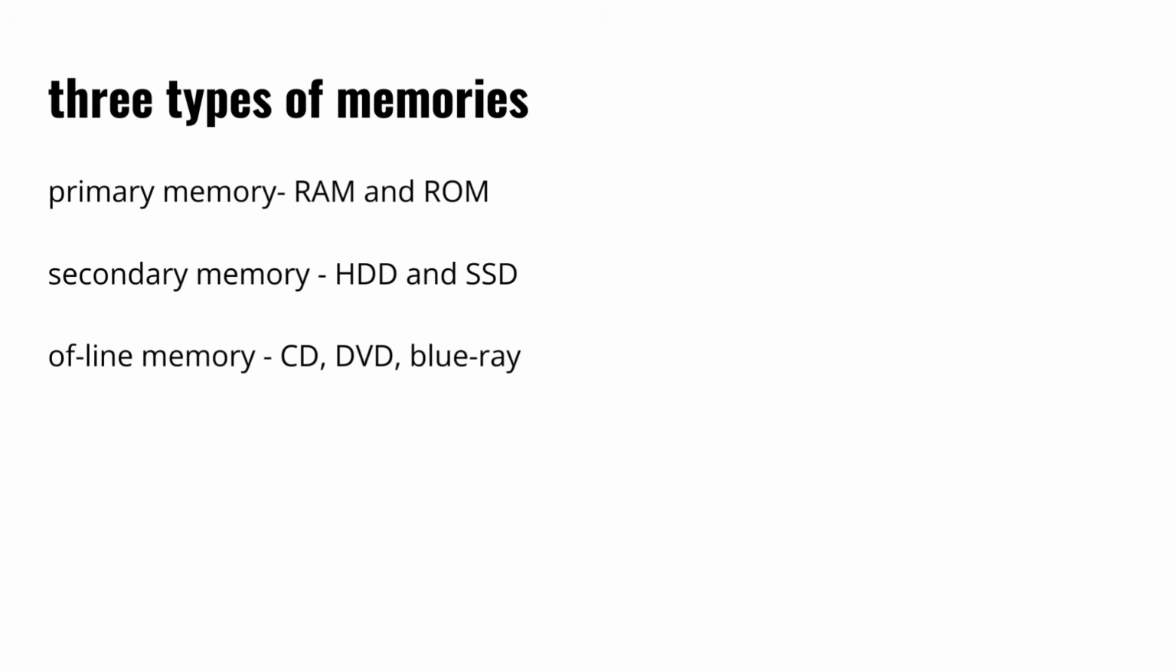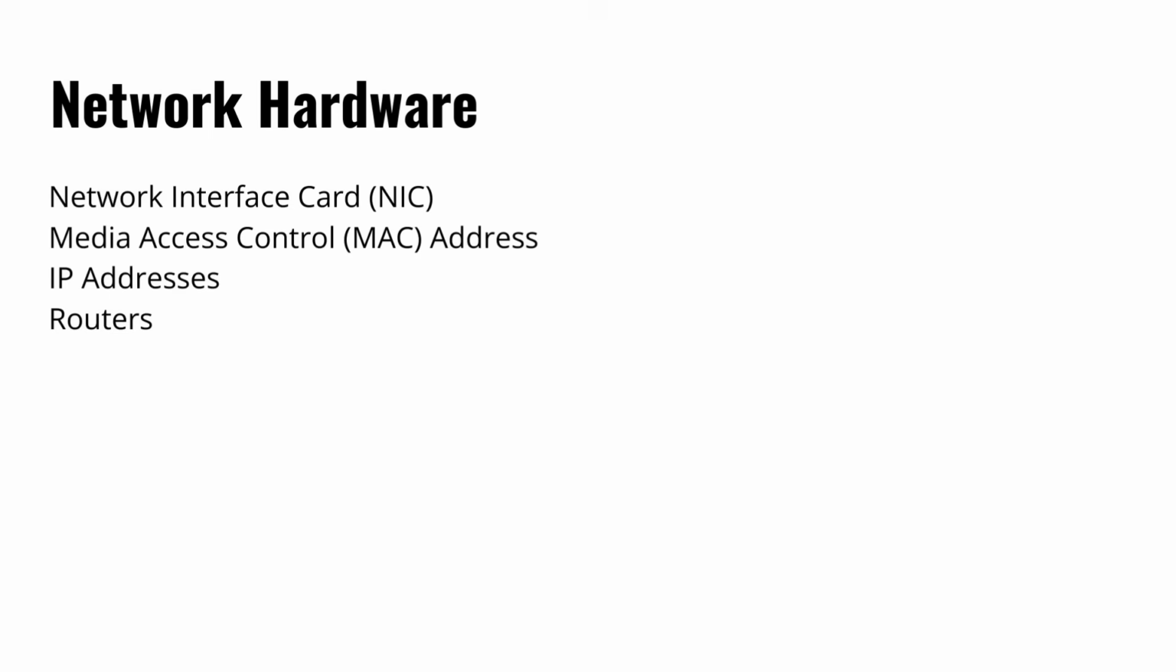Under output devices, we have inkjet printers, laser printers, 3D printers, 2D and 3D cutters, loudspeakers, headphones, and LCD and LED monitors. We have three types of memory that you need to know: primary memory, which is RAM and ROM, secondary memory, which is HDD and SSD, and offline memory, which involves CD, DVD, and Blu-ray. Finally, under network hardware, we have the network interface card, the media access control address, the IP address, and finally, the routers.